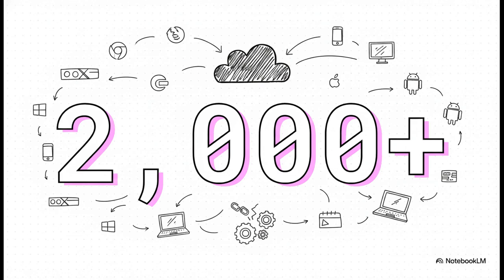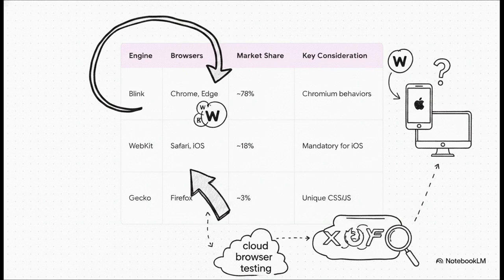But a cloud browser just eliminates that entire burden. And when we look under the hood at the browser engines, it gets even more complicated. Sure, Blink is the heavyweight champion with about 78% of the market, but you absolutely cannot ignore WebKit and Gecko. They have incredibly unique rendering quirks and CSS interpretations.